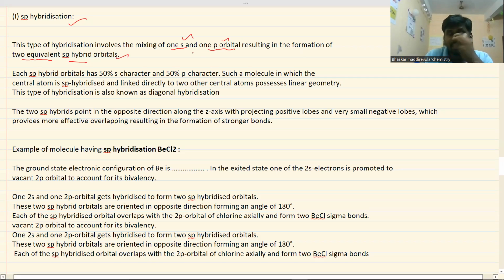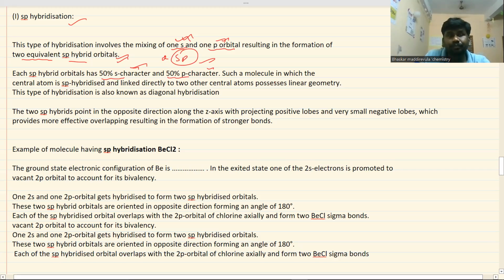Already we learned that two atomic orbitals in one hybridization give two hybrid orbitals. So here, one s orbital and one p orbital are involved, and we get two equivalent sp hybrid orbitals. These two sp hybrid orbitals will have 50% s character and 50% p character.